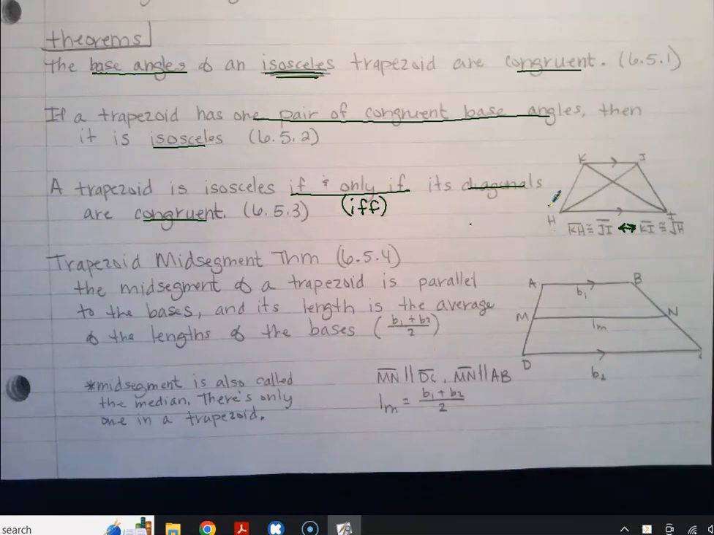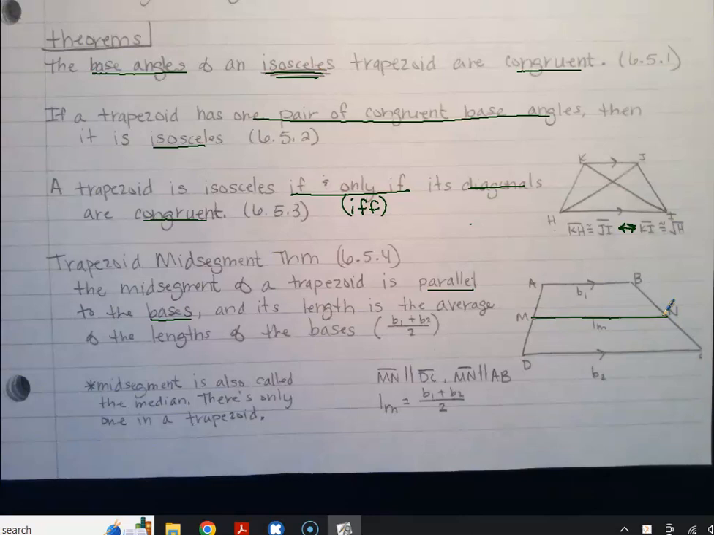Okay, so the trapezoid mid-segment theorem says the mid-segment of a trapezoid is parallel to the bases. So where's the mid-segment in this trapezoid? The middle line. What's the name of the mid-segment? No. MN. That's L, the length of the mid-segment. So our mid-segment is MN here.